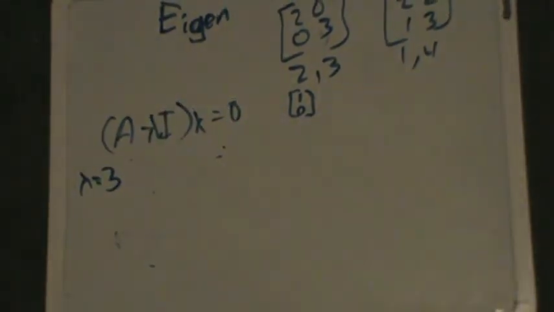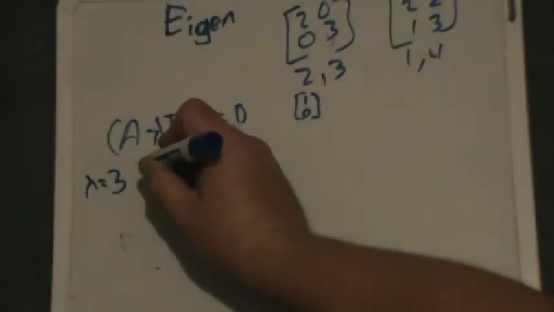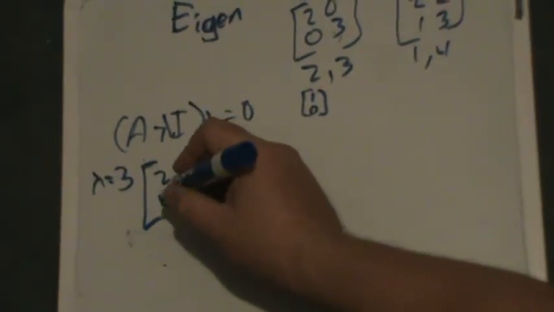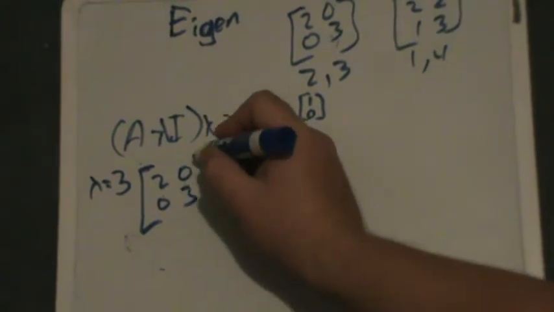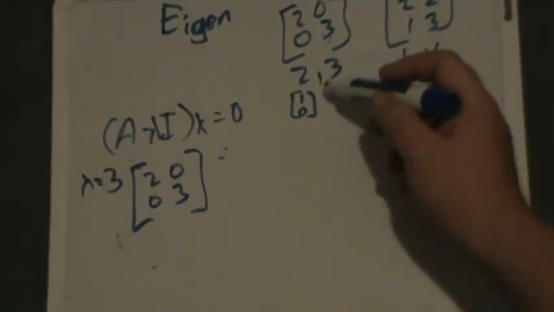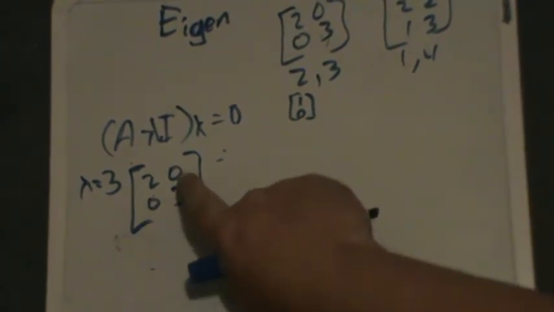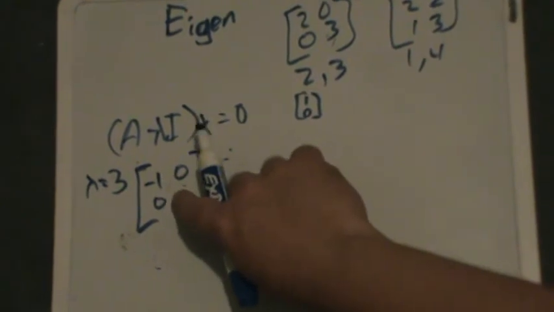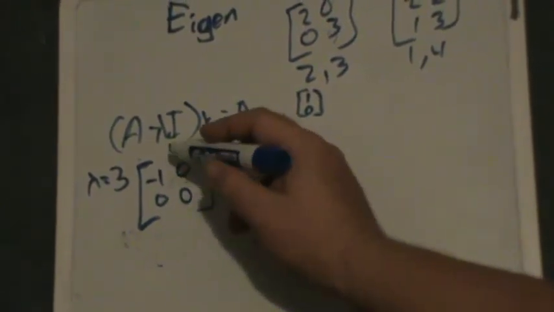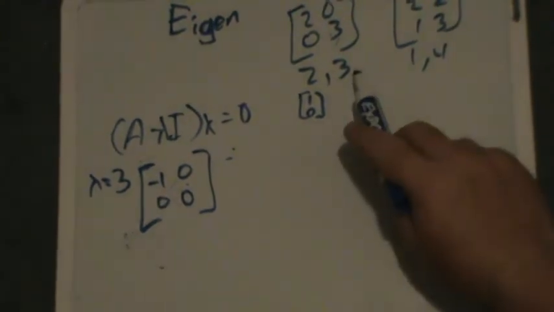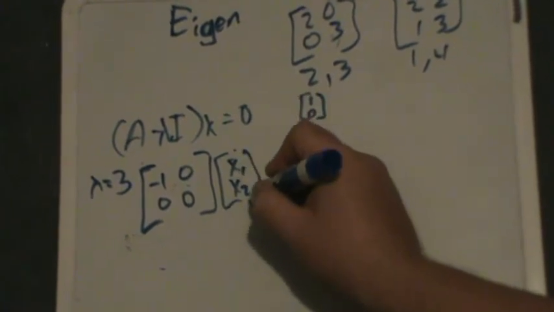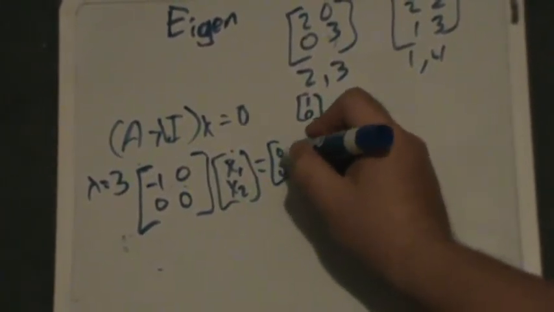Now, if we try to calculate the other one, lambda equals 3. Hopefully you guys are getting comfortable with this idea that it's going to affect the diagonal elements. So when I subtract 3 from each of the diagonal elements, 2 minus 3 gives you minus 1, and 3 minus 3 gives me 0. This is what A minus lambda I has to be when lambda equals 3. And then this multiplies x1, x2, and that has to equal 0.